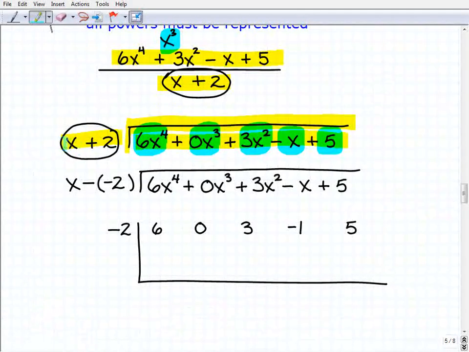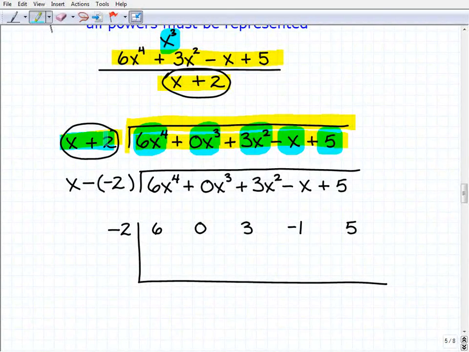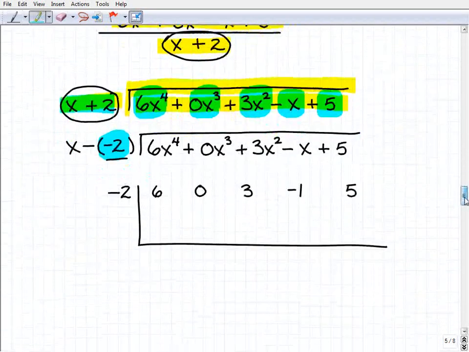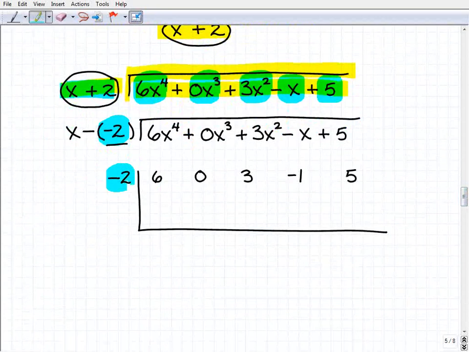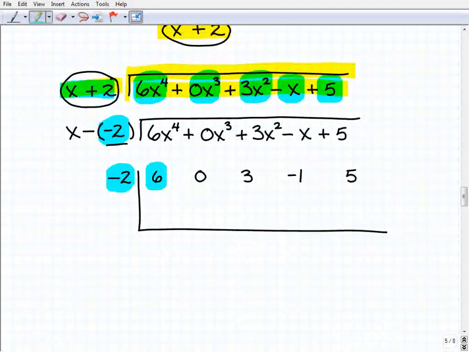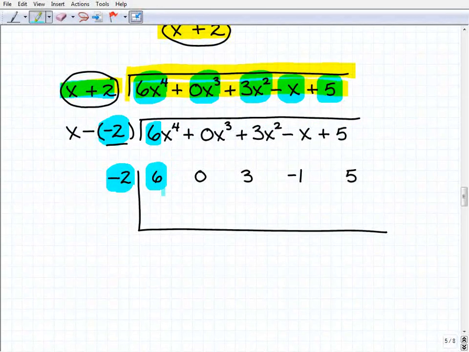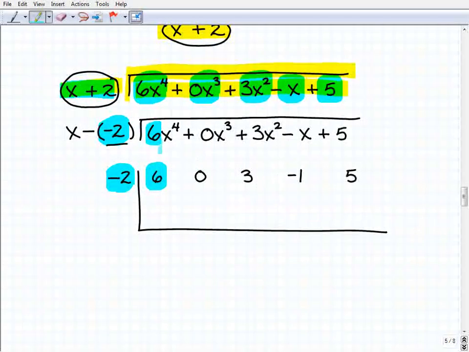Okay, and now I had this x plus 2, but we talked about it. It's going to be x minus a number. So x minus a negative 2 is the same thing as x plus 2. So my k value is negative 2. All right, so let's set this up for synthetic division. I have negative 2, that's my k. 6 represents the first coefficient of the polynomial.